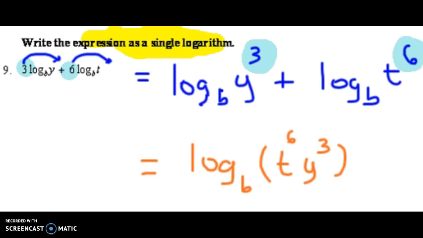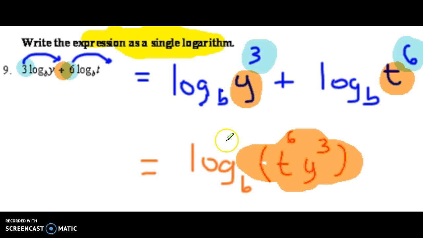This operation says plus. So remember, I used log to solve in the exponents. So I have the same bases and I multiply them, I'm adding the exponents. That's why I take y cubed and t to the 6th power. That's why I'm multiplying those together as one common log base b.